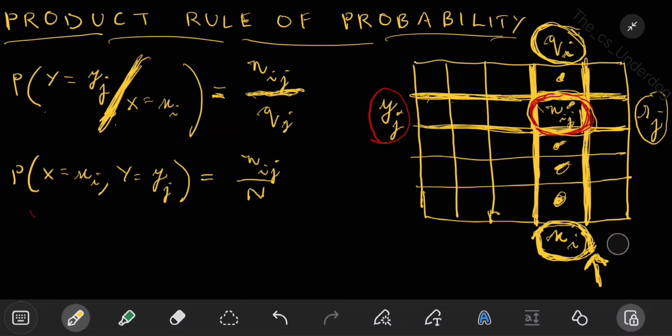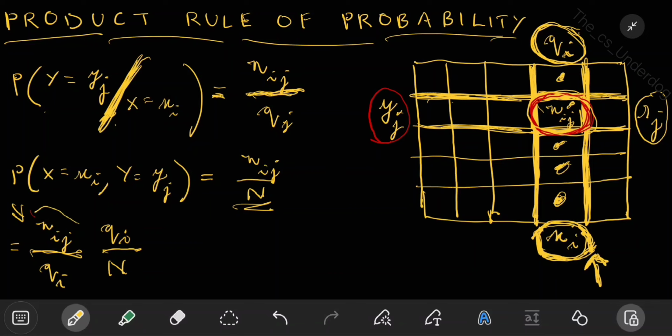What is another way I can reframe this? Instead of writing nij divided by n, I can also write it as nij divided by qi into qi divided by n. This is also right. You agree with this? I simply put a numerator qi and also a denominator qi, which cancel out. So instead of nij by n, I wrote it as nij by qi into qi by n. Now, what is this value, nij by qi? That is here. And what is qi by n?